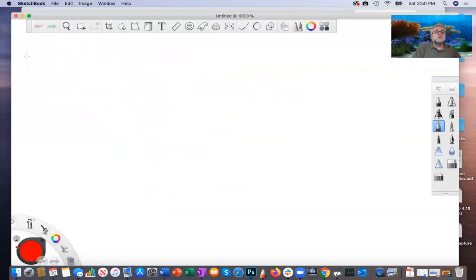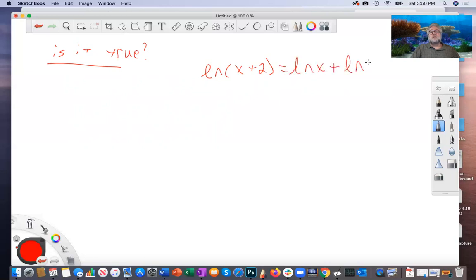Quiz time. Is it true? Ready? ln of x plus 2 equals ln x plus ln 2. What do you think? Yes or no? True? False? False. You cannot do anything to ln of x plus 2. It's stuck there.